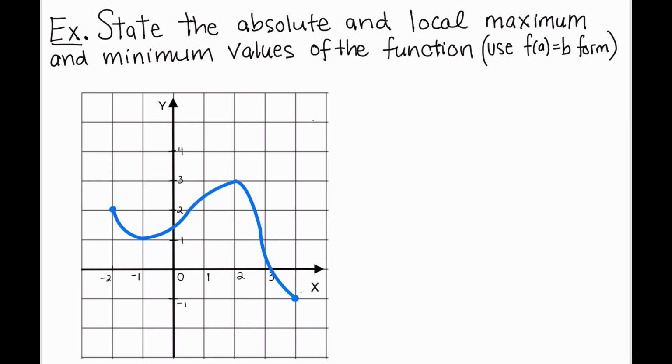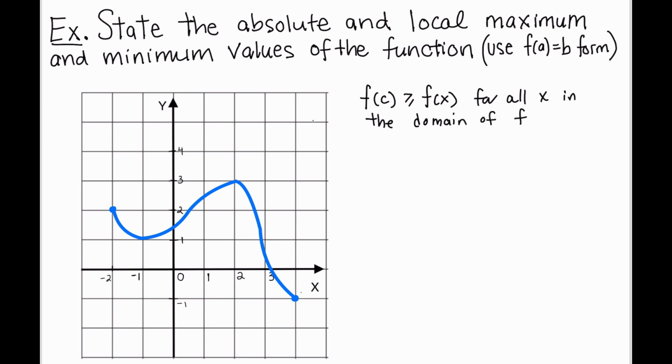In this example, we are just going to state the absolute and the local maximum and minimum values of our function, and we're going to be using this form, f of a equal b. So the first thing I'm going to look for is the absolute maximum value, and the definition for the absolute maximum is that the value f of c is an absolute maximum if f of c is greater than f of x for all x in the domain of f.